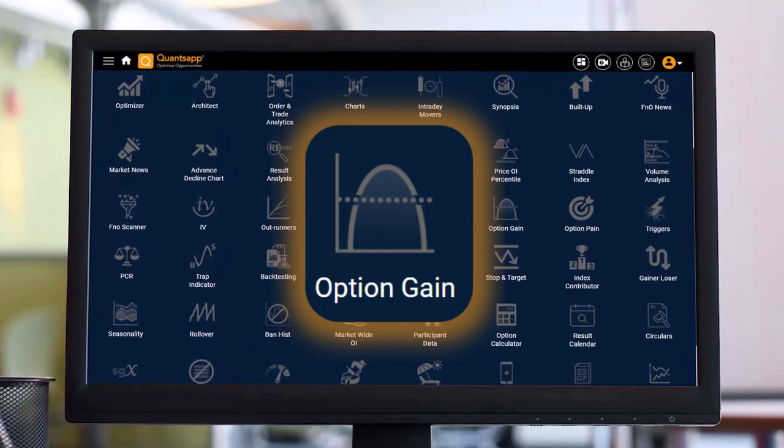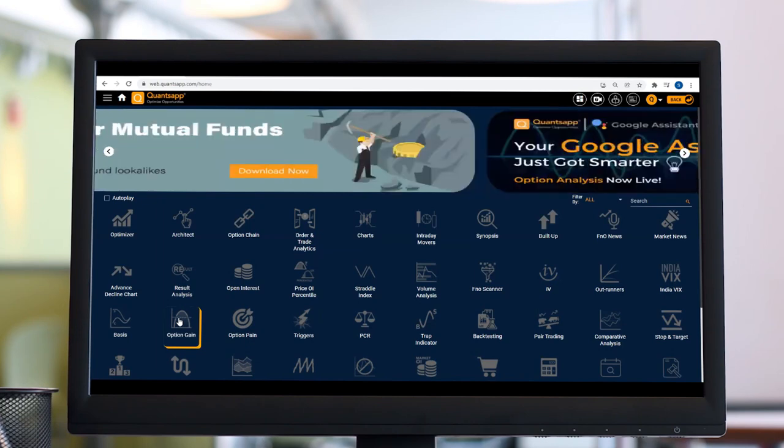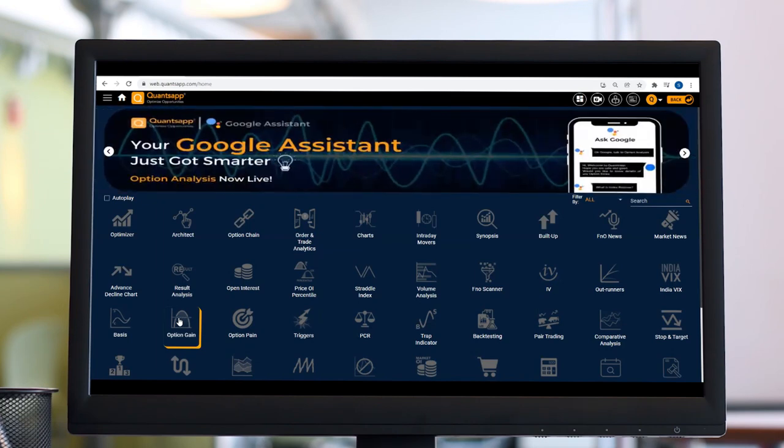Option gain is accessible on the mobile version as well as the desktop version. To access the desktop version, we can simply refer to this link, which is web.concept.com.